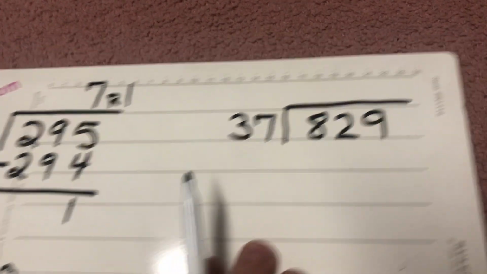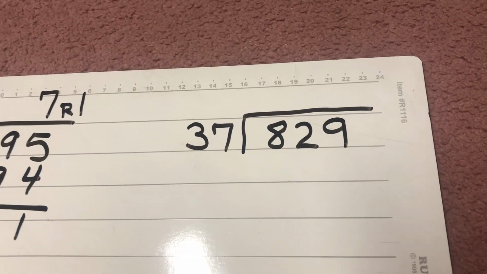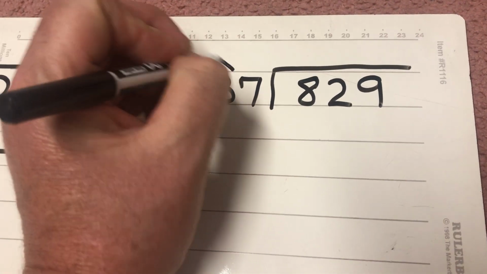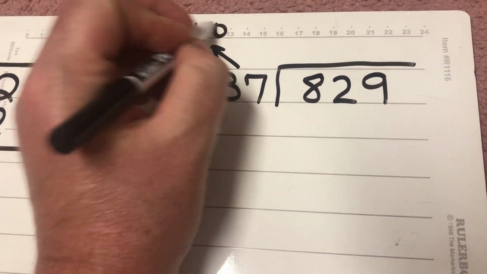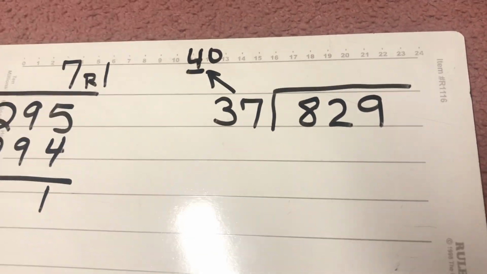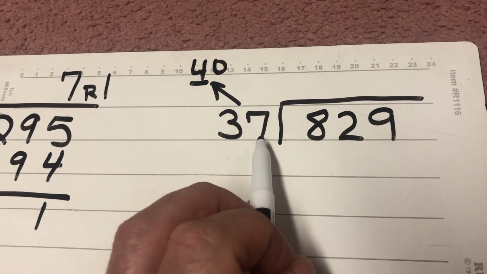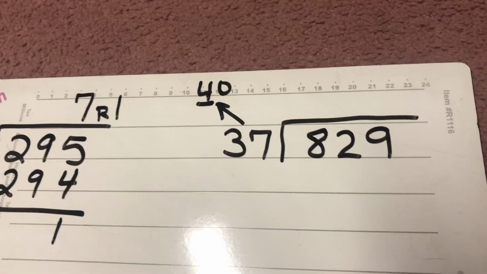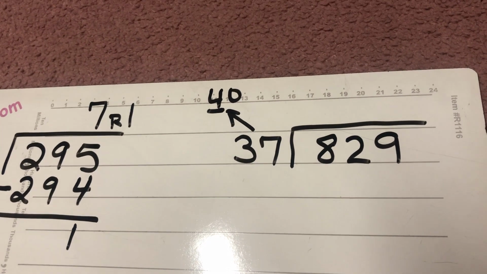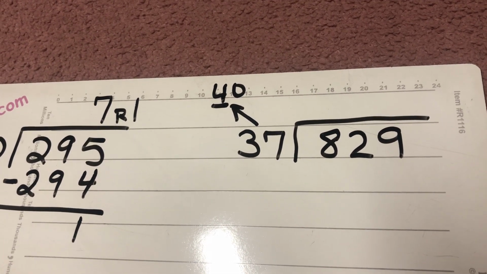All right, we have 3 more we're going to look at just to make sure we're feeling good. 829 divided by 37. 37 is going to become 40. We're going to look at the smaller number 4. The 3 is in the greatest place value. The 7 tells us to round up. So the 3 becomes a 4. Everything else becomes a 0.